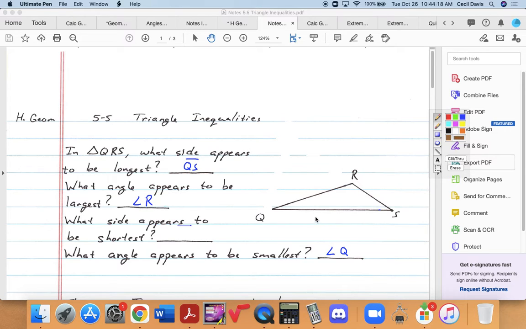So notice, here is the longest side. You don't need to write this necessarily. And this is the largest angle. They are across the triangle from one another. And then this was the shortest side, and this is the smallest angle. And those are across from each other also.